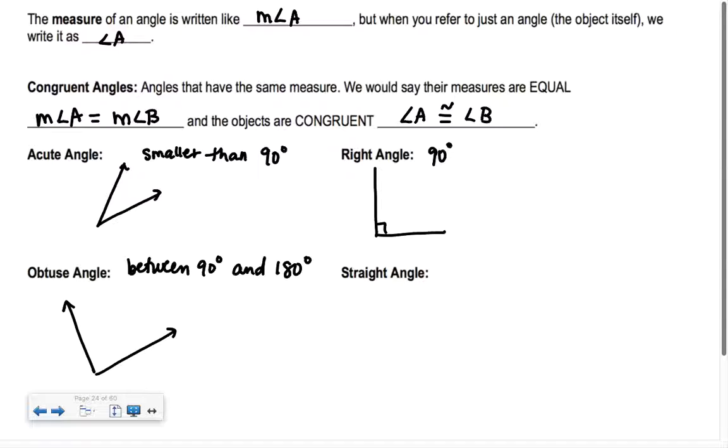I didn't really draw mine obtuse, did I? So let's make it a little bit bigger. So it's bigger than 90 degrees. And then a straight angle is exactly 180, exactly. So you've all seen those before, hopefully.